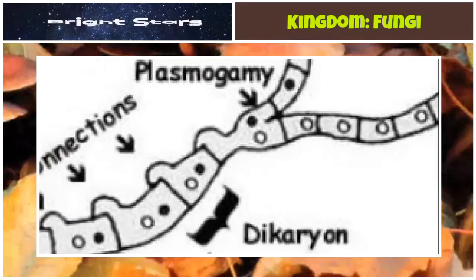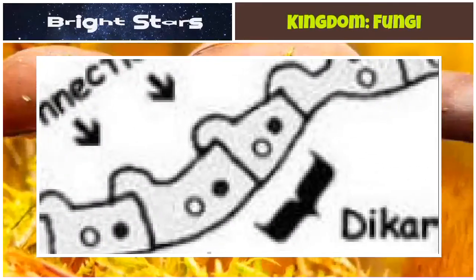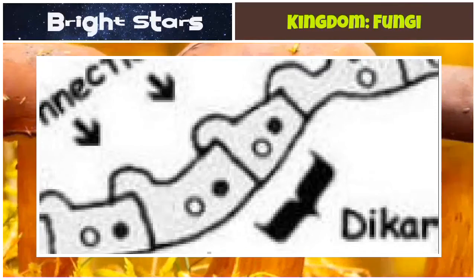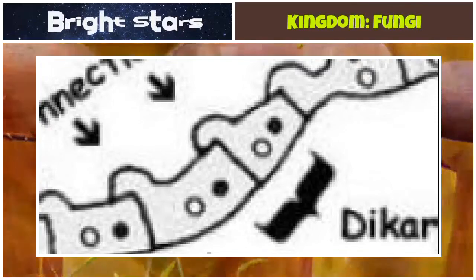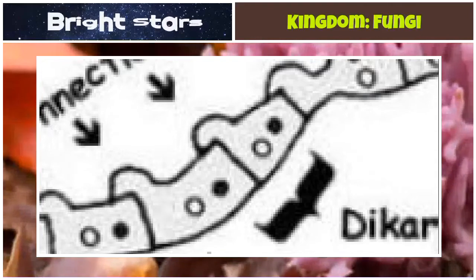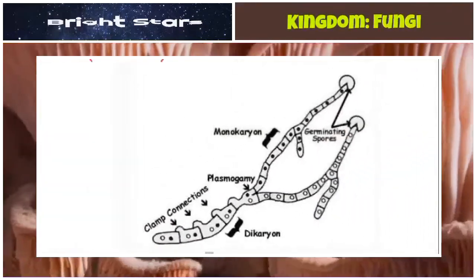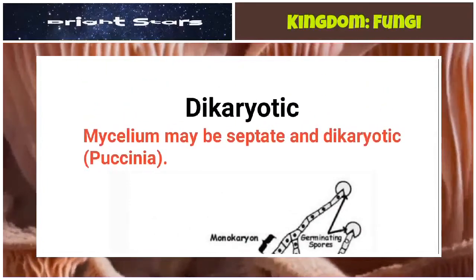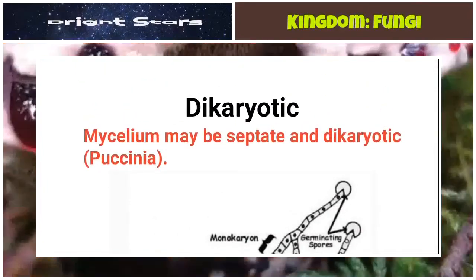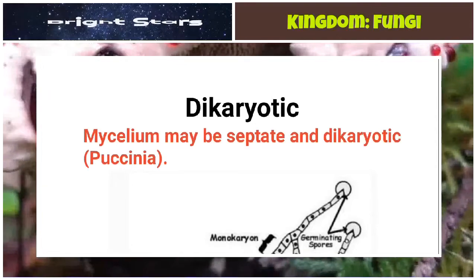Here you can see each cell has two kinds of nuclei, one black, another white. These dots indicate two different nuclei in the same cell. This is called a dikaryotic condition, dikaryotic phase. This is seen in one kind of fungus called Puccinia.